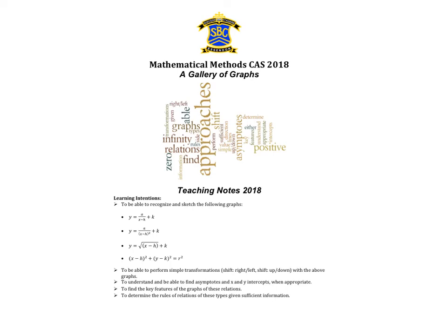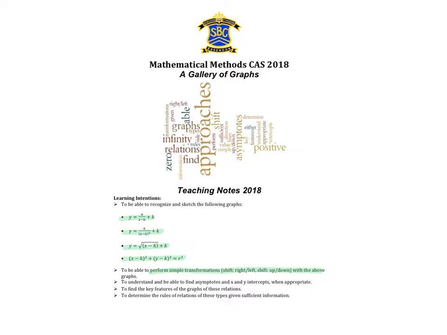Okay, so the graphs here, this topic is really just about becoming familiar with a set of different graphs. There's four key graphs here: a hyperbola, a truncus, the square root function, and a circle. So we have to know those basics, four basic shapes, what they look like. And then as a group, we're going to perform simple transformations, moving the graph left, right, up, and down on any of those graphs.